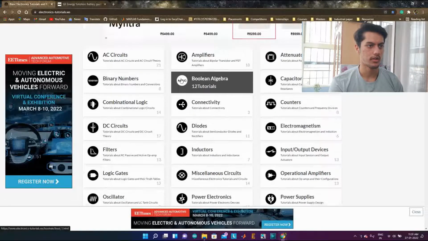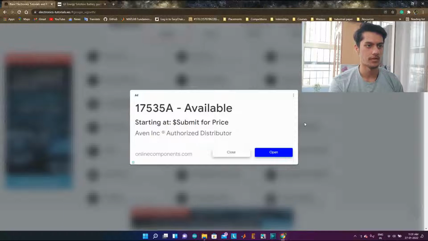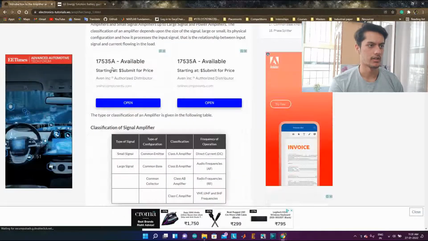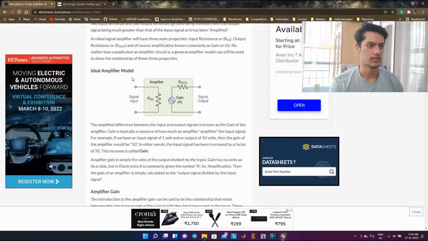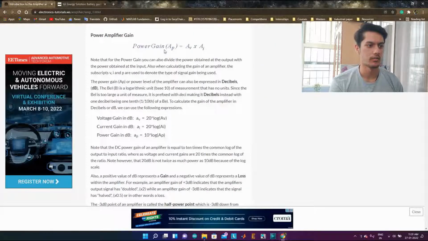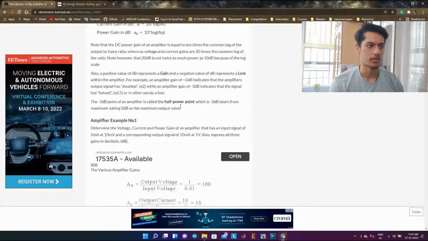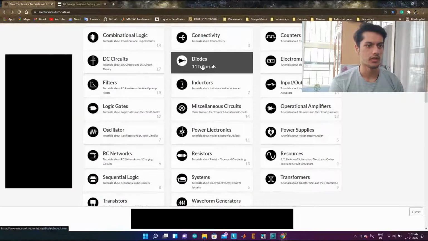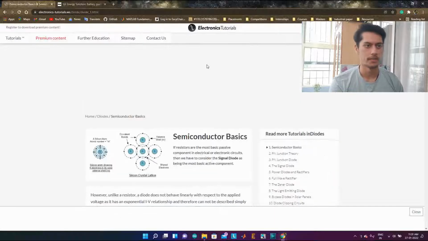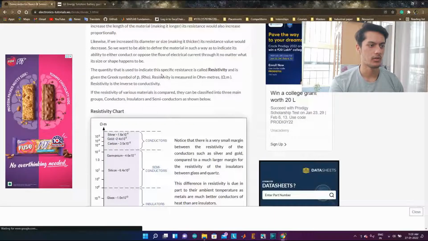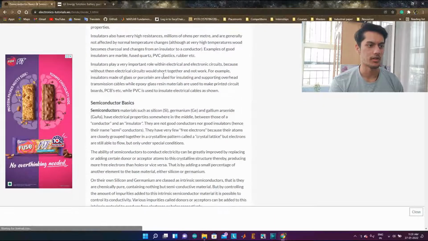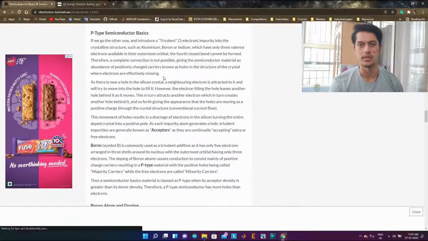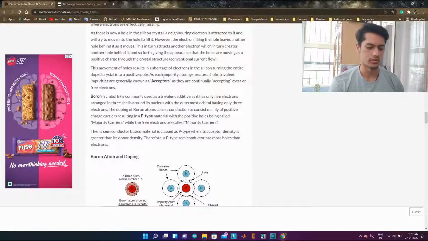So for example, let's take amplifiers, and you can see that it tells you about the amplifier signal, amplifier gain, the types of amplifier gains and other things. And the same thing if I go to say diodes, it gives me a whole basic summary and an article on diodes so that you can prepare yourself and make your fundamentals strong.